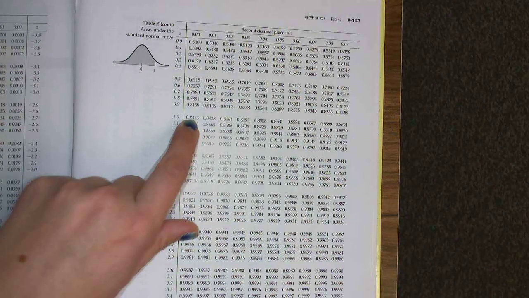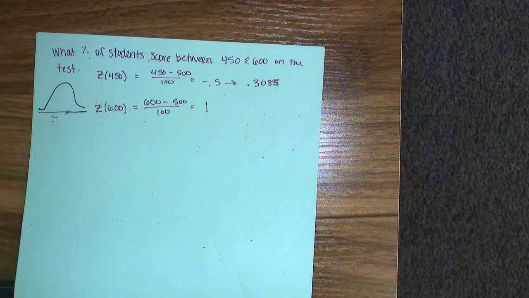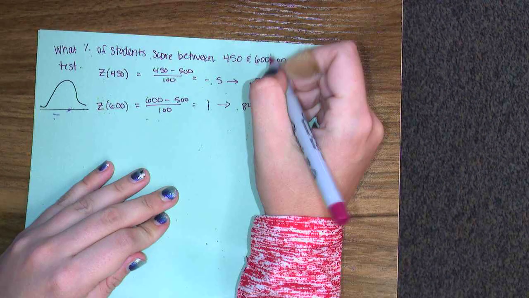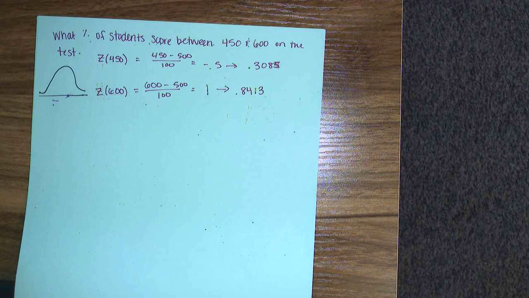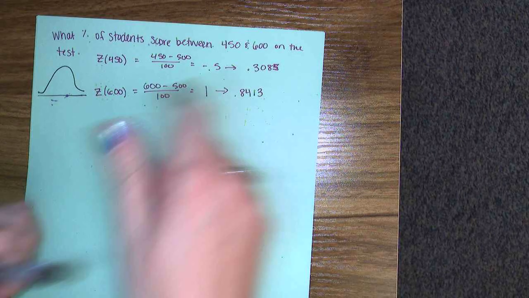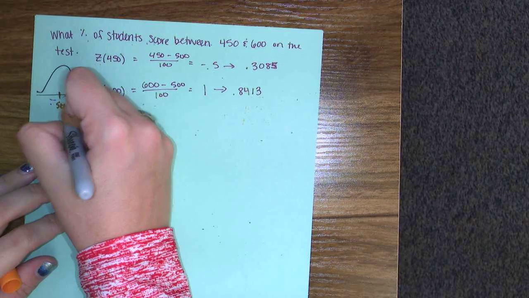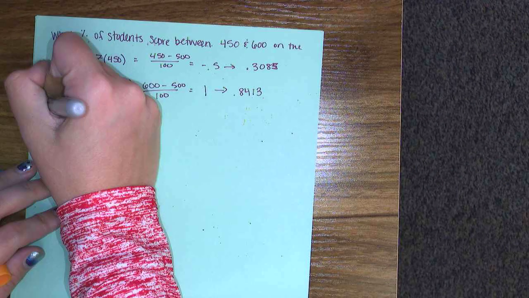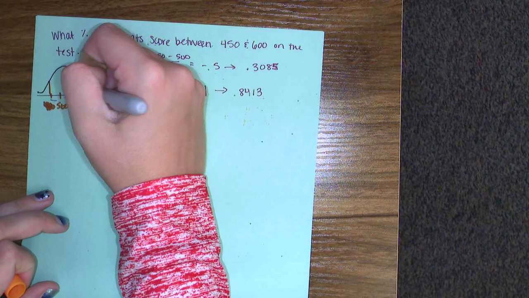Yep, so there's no decimals after that, so it's just the 0.8413. We want to know what percent of students score between 450 and 600. So we're actually looking at, okay, you have 500 here, 600 here, 450 there. So I want to know this area in here.